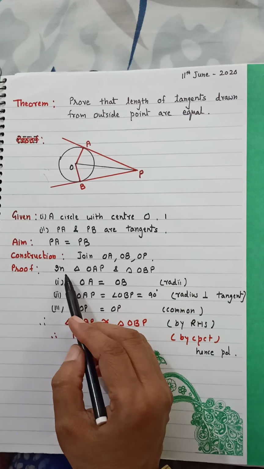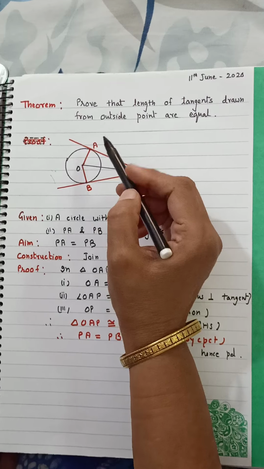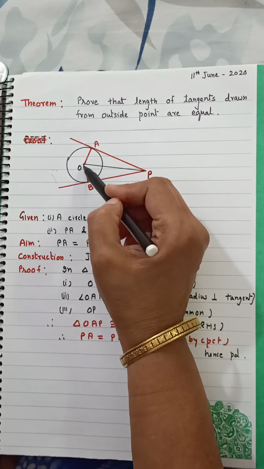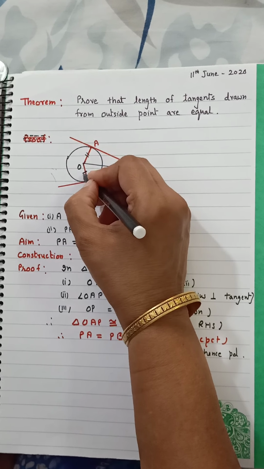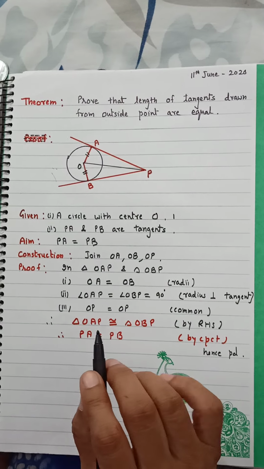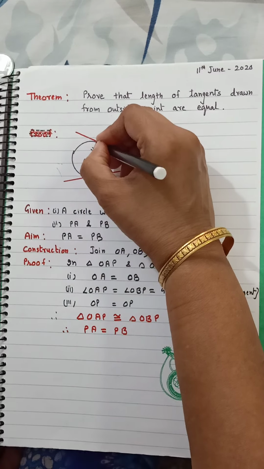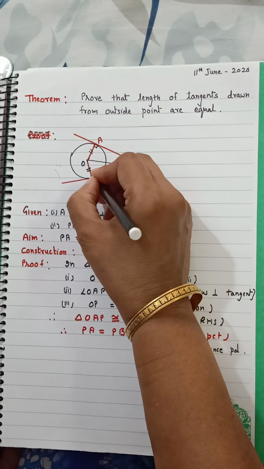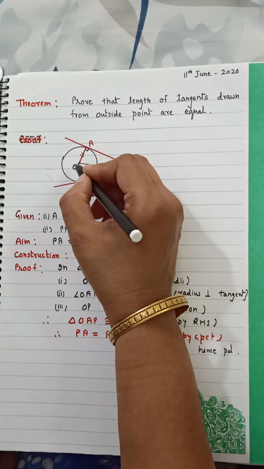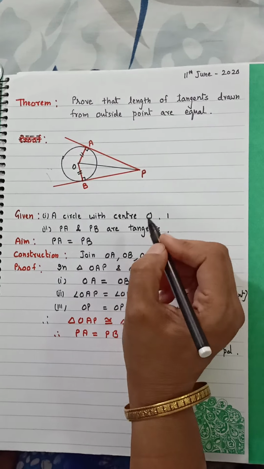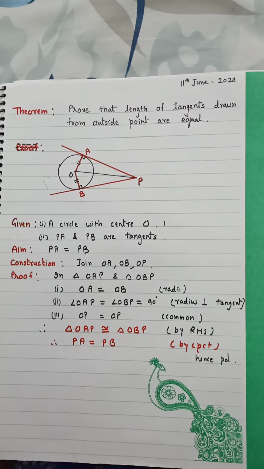So in the proof, in triangle OAP and in triangle OBP, see carefully. The lengths OA and OB are equal. Why are they equal? Because they are radii. किसी भी सर्कल की रेडियस हमेशा इक्वल होती है. So OA will be equal to OB. And angle A and angle B are equal to 90 degrees. Why 90 degrees? Because radius is perpendicular to the tangent. Which line is common? OP is common. So OP is equal to OP.